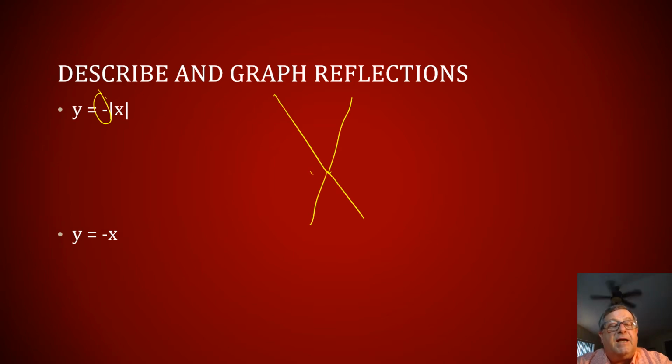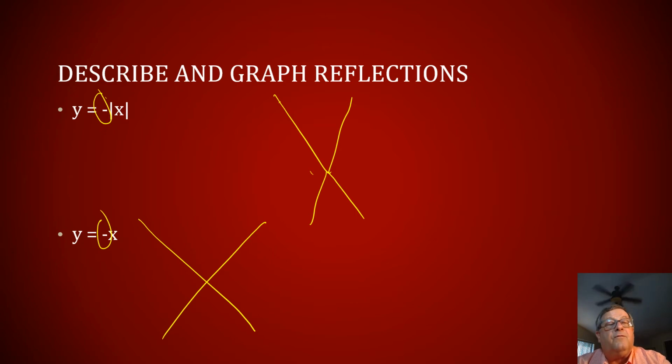I got y equals negative x. Well, this is a linear function. And in its parent form, if y was just equal to x, we would have a positive slope. And so it would just be a line. It'd look something like that. And this negative here is going to flip it. It's going to give it a negative slope.